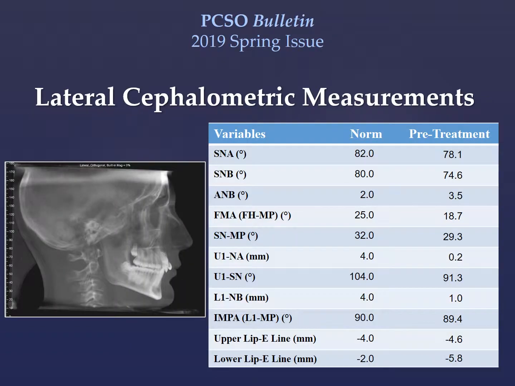Cephalometric analysis revealed a mild class 2 skeletal pattern with an A and B of 3.5 degrees and a hypodivergent growth pattern with an FMA of 18.7 degrees. The maxillary incisors were upright with an upper 1 to SN of 91.3 degrees, and the mandibular incisors were well positioned with an IMPA of 89.4 degrees.